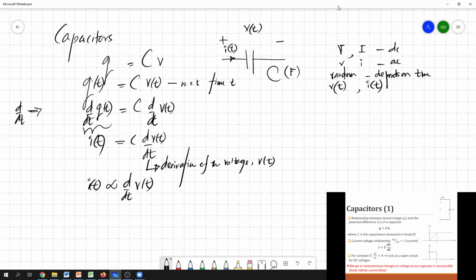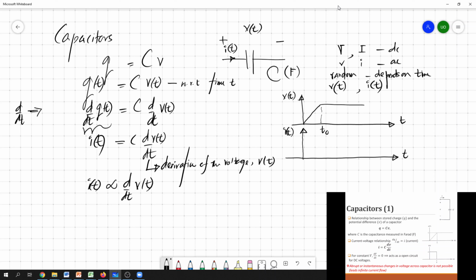Okay, so we'll take a simple example. So this is the time. This is the voltage we apply across this capacitor. Okay, what about the induced current? So what about the induced current here?